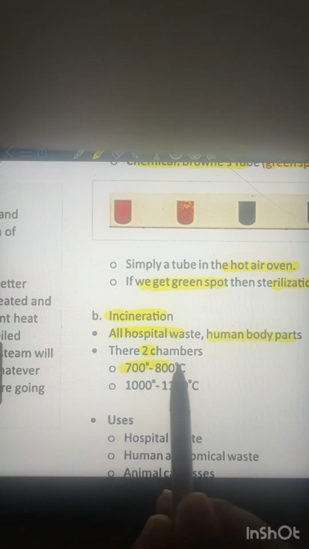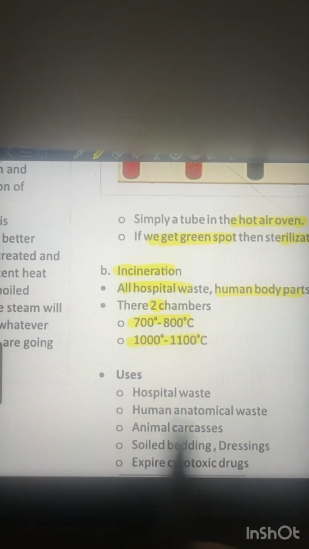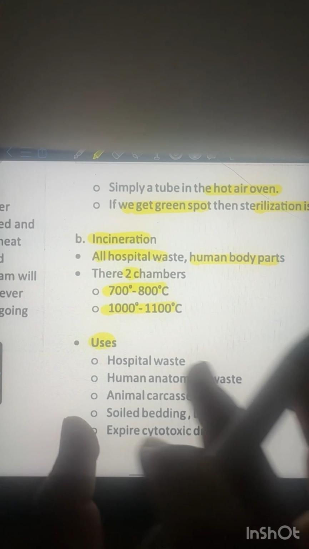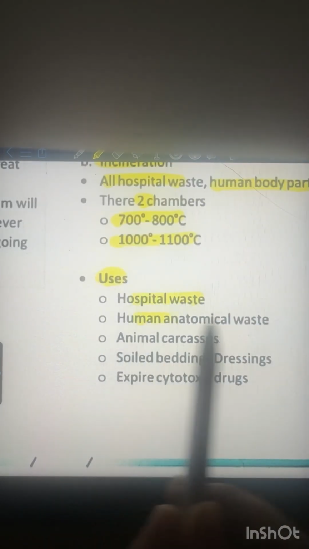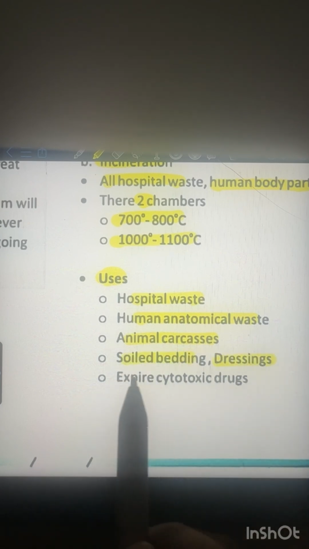So that is supposed to have a very, very high temperature so that it can narrow down all that big waste of the hospital into lesser amount. Basically, bulk kam karna hai. You have a lot of bulk generated in the hospital. You have to reduce the bulk. So there are two chambers that every incinerator plant has. The first chamber has a temperature of roughly 700 to 800 degrees centigrade, and the second one has roughly 1000 to 1100 or 1200 also.